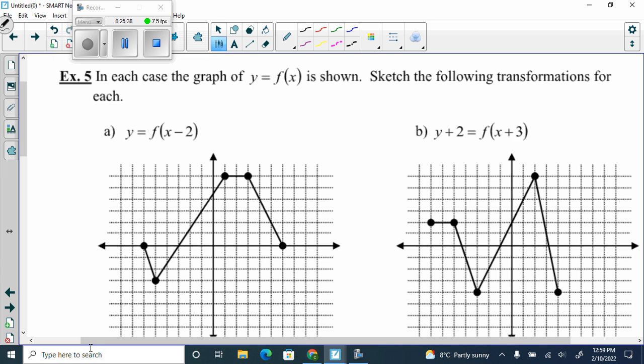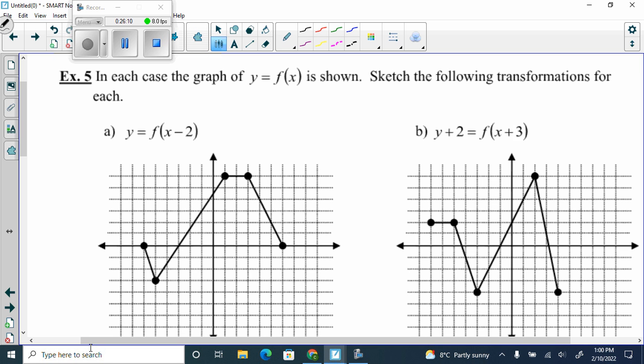So here it says, in each case the graph of y equals f of x is shown, sketch the following transformations for each. So we're moving a graph. A graph contains just a whole bunch of coordinates, right? When you move coordinates, you use what? It needs to be embedded in your soul. It's not there yet. When you move coordinates, you use mapping. So when you move a graph, you're moving more coordinates. You still use mapping. Now people will say, I can just move these easy.